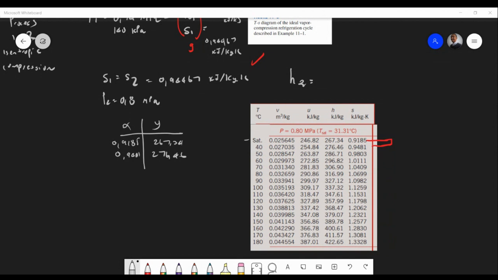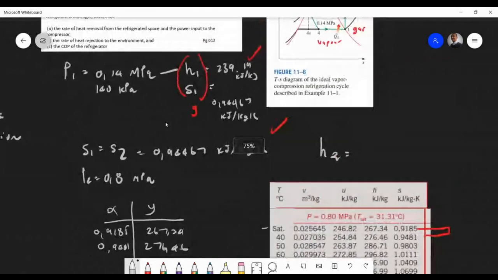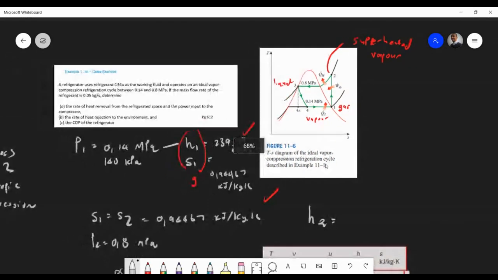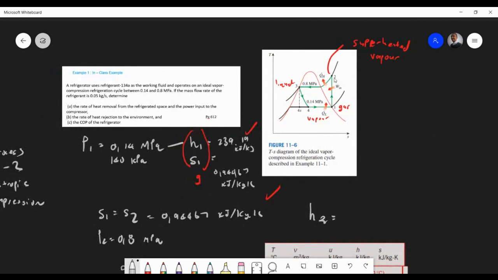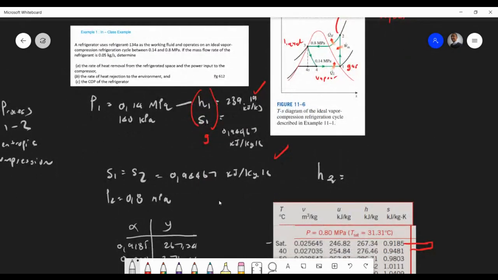So what takes us to these two values? I'm a bit lost there. Okay. I think what I'm failing to explain is that point 1 to 2 is isentropic compression. You agree with that, right? Straight line on the TS diagram. So the entropy at point 1 is the same at point 2. So it's 0.94467. You agree with me? Okay, yeah. So we're looking for the enthalpy value.